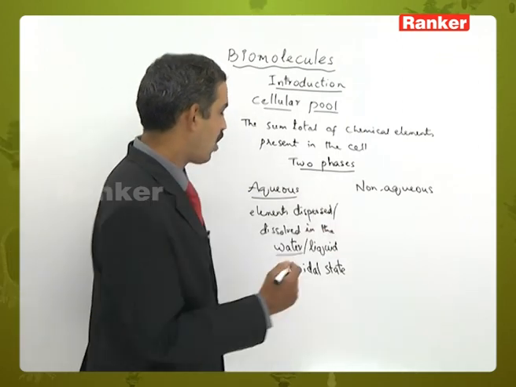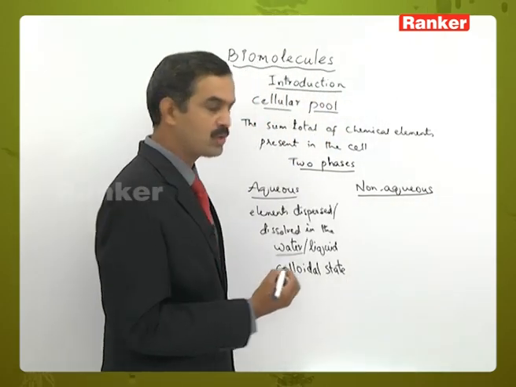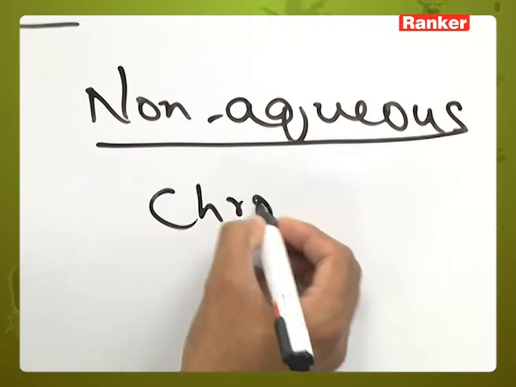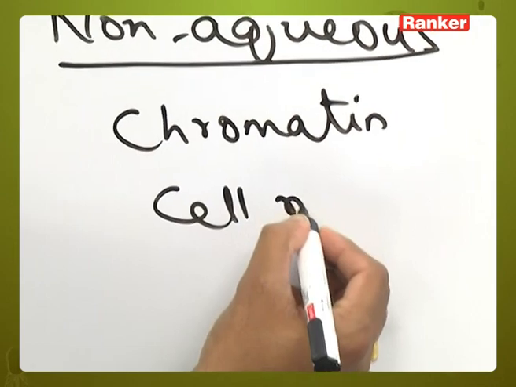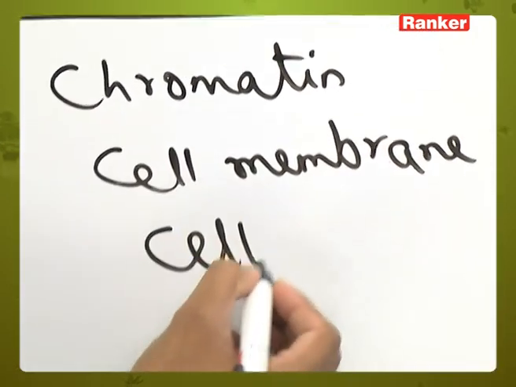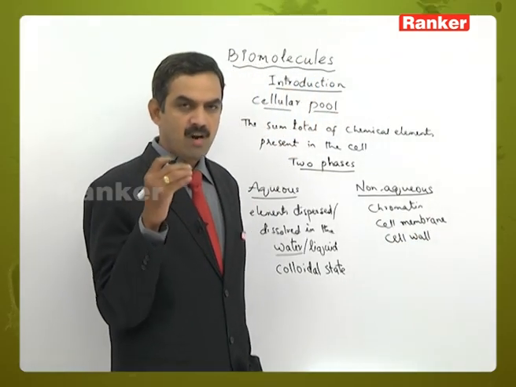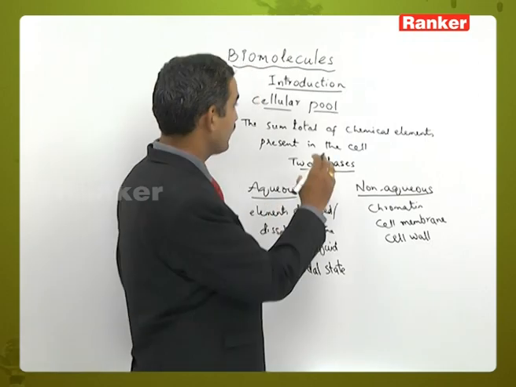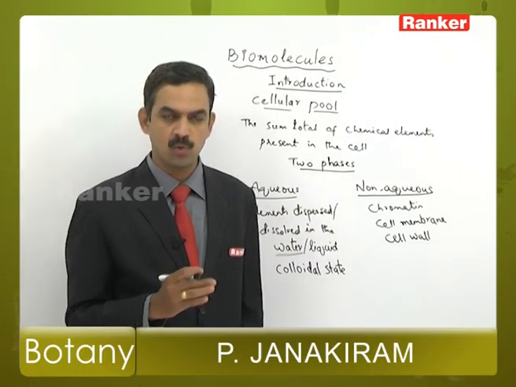Then what is the non-aqueous state or non-aqueous phase? The non-aqueous phase includes the chromatin, the elements present in the chromatin part, the ones which are present in the cell membrane, and the chemicals which are present in the cell wall, which are not dispersed. Such a quantum of the cellular pool is called the non-aqueous phase of the cellular pool.